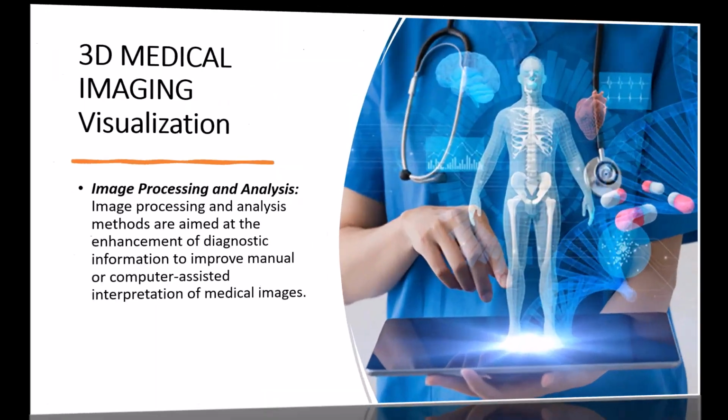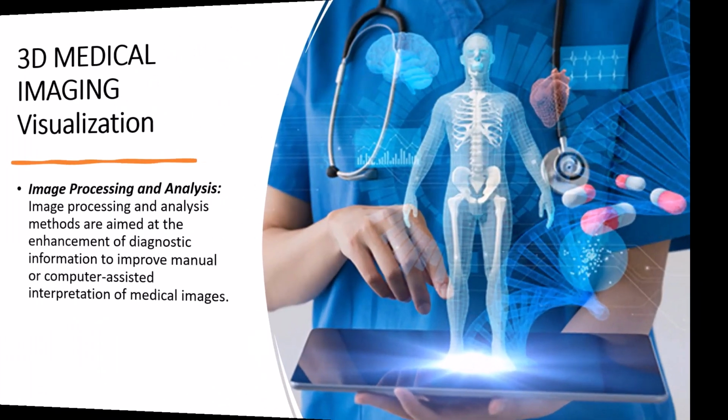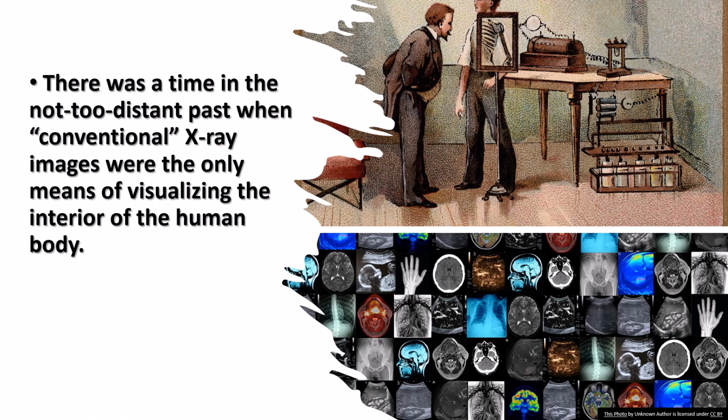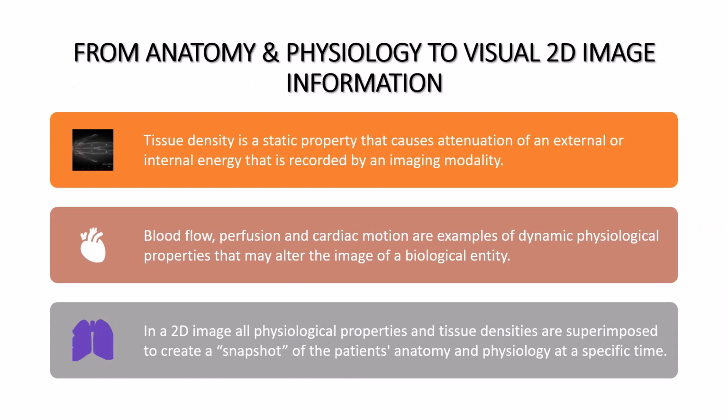Today we're going to be talking about 2D and 3D medical imaging. Traditionally, medical imaging was X-ray and two-dimensional. In a 2D X-ray, all physiological properties and tissue densities are superimposed to create a snapshot of the patient's anatomy and physiology at a specific time.